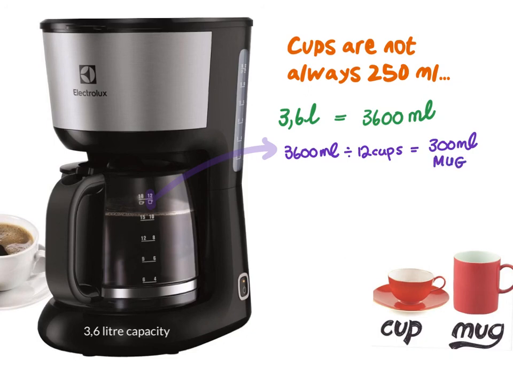Now, looking at the smaller ones over here, we can also work out what the smaller size would be. So 3,600 mils divided by 18 cups. And in this case, I get 200 mils, which sounds more like the size of a teacup or a smaller coffee cup. So remember that when they speak about cups, it's not always 250 mils, but it can also refer to a smaller coffee cup or a bigger coffee mug.